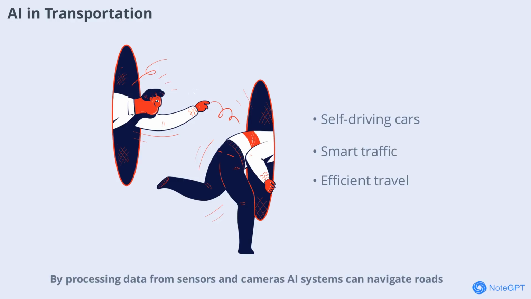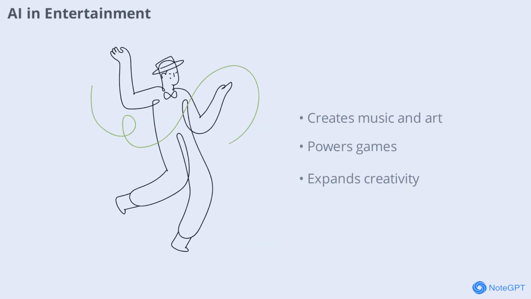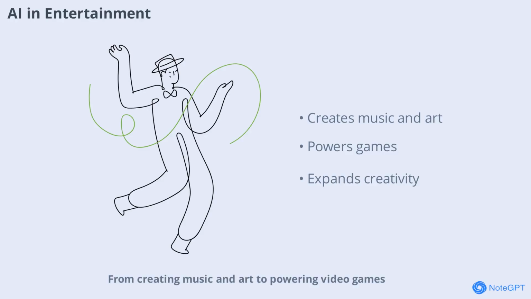By processing data from sensors and cameras, AI systems can navigate roads, avoid obstacles, and optimize traffic flow for safer, more efficient travel. From creating music and art to powering video games, AI is reshaping entertainment. Generative AI can compose songs, design graphics, and even write stories, opening up new possibilities for creativity and fun.